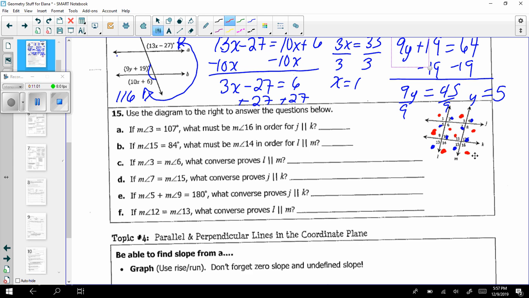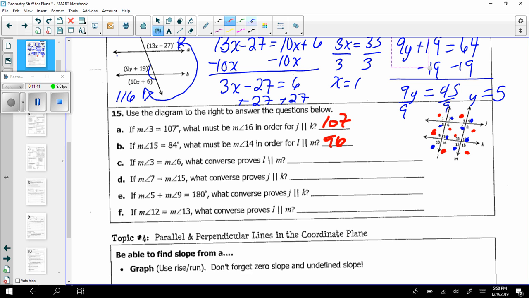Okay? So if angle 3 is equal to 107, and they ask what must angle 16 be? So if 3 and 16 are both red, they're going to be the same measure. So it's going to be 107. 15 is 84. What must angle 14 be? Now see how these guys are two different colors? So I know they're going to be supplementary. So 180 minus 84 is 96. Okay, hopefully this helps you.